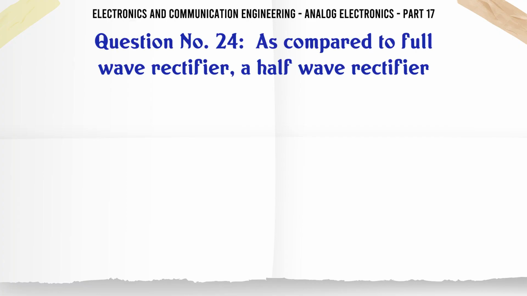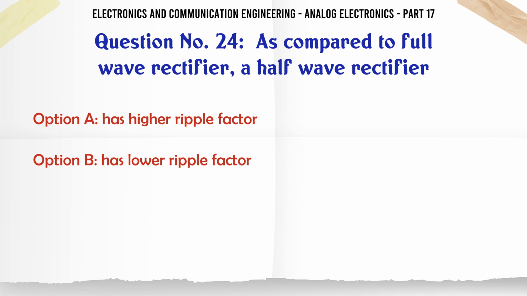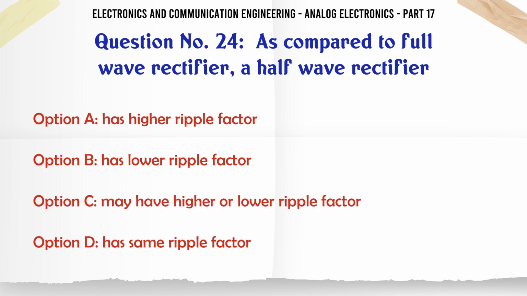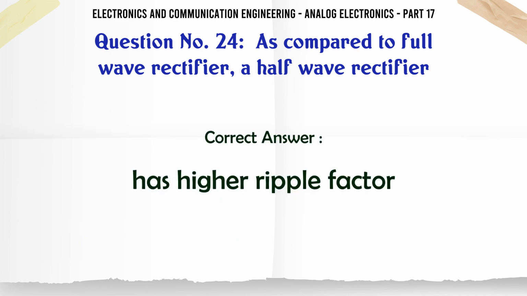As compared to a full-wave rectifier, a half-wave rectifier: A. has higher ripple factor. B. has lower ripple factor. C. may have higher or lower ripple factor. D. has same ripple factor. The correct answer is has higher ripple factor.